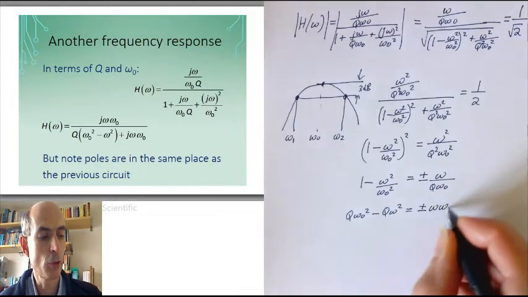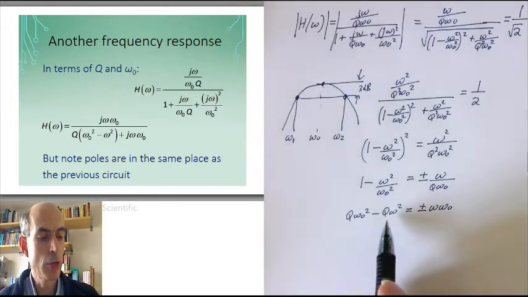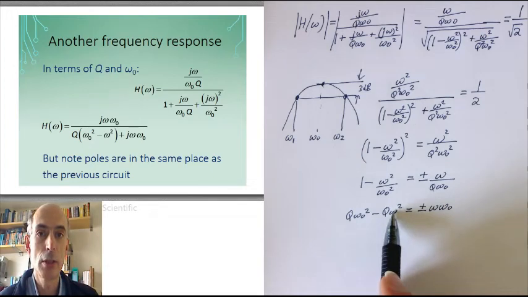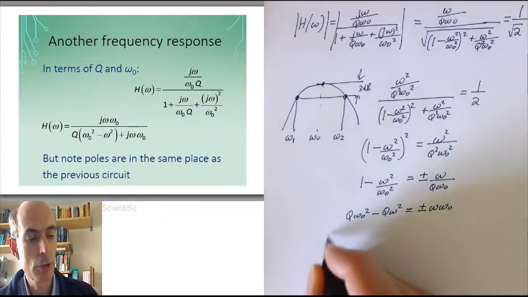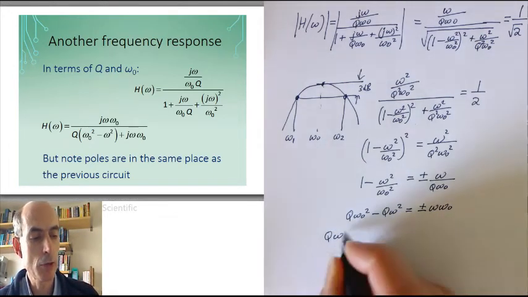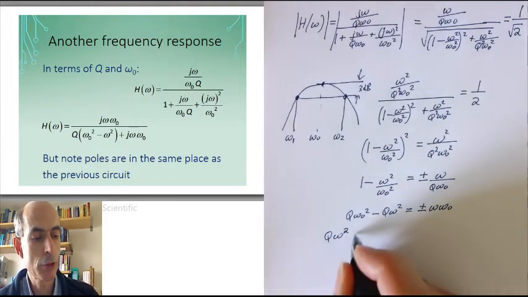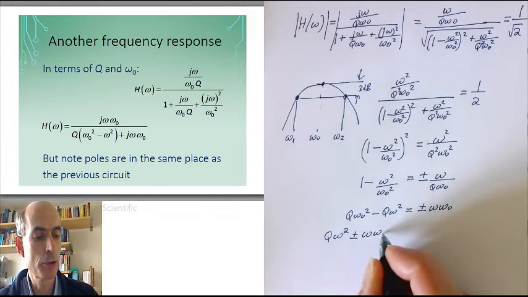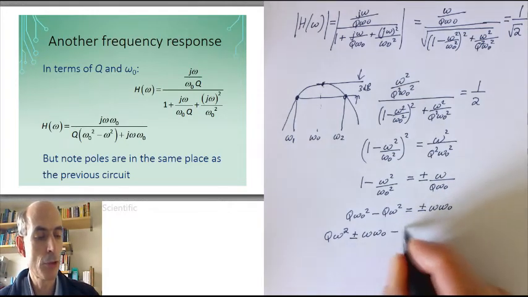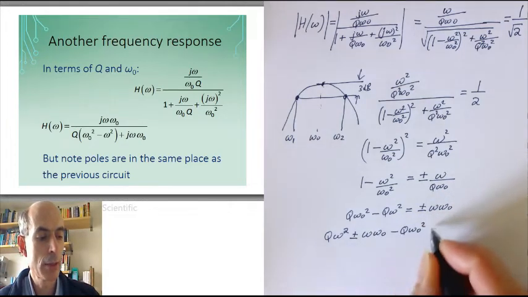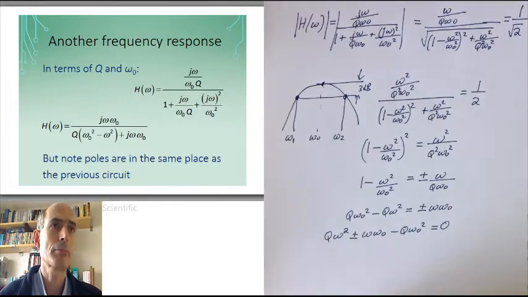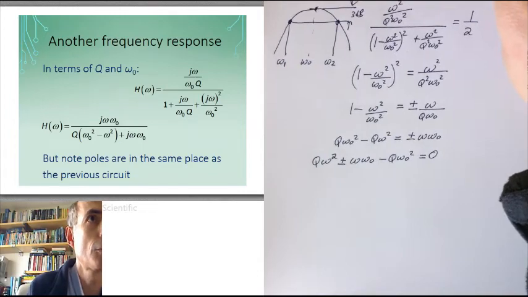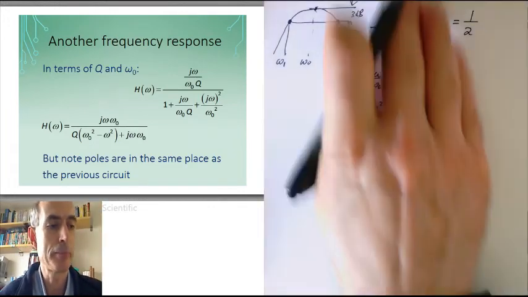that would give me Q omega naught squared minus Q times omega squared is equal to plus or minus omega times omega naught. And rearranging this, I can see that what I have here is a quadratic expression in omega. I've actually got Q omega squared plus or minus omega times omega naught minus Q omega naught squared is equal to 0. And I can solve that quadratic equation using the standard quadratic formula.